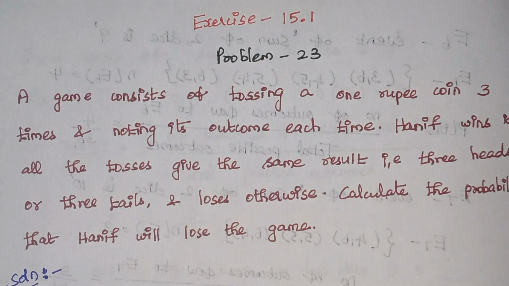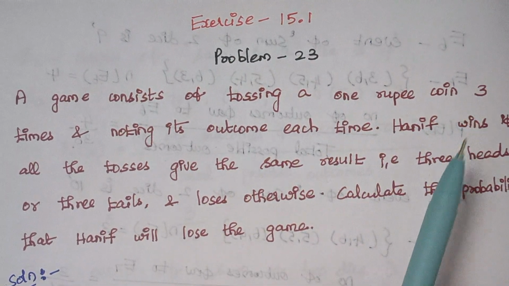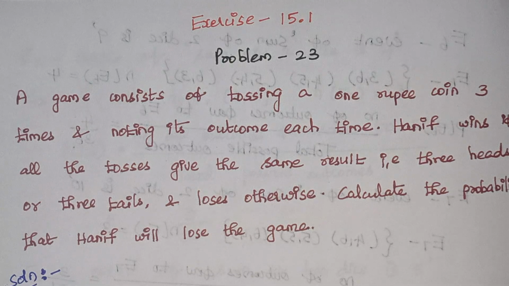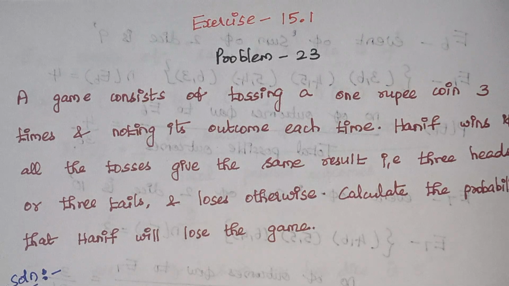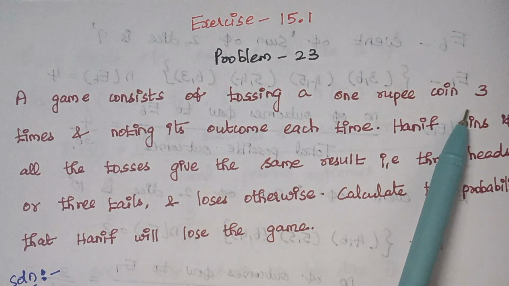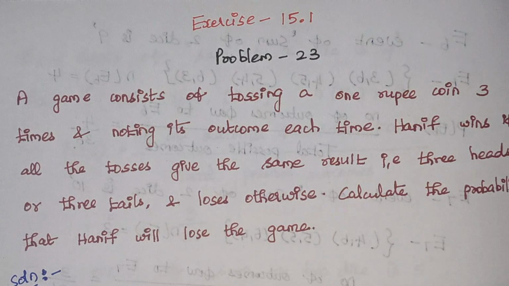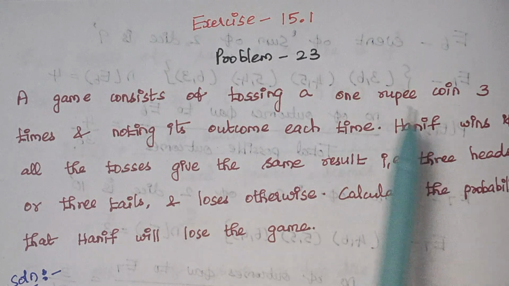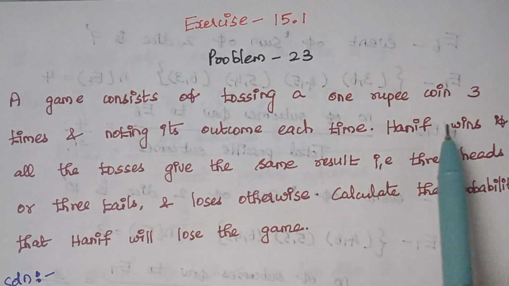So here we are having a 1 rupee coin which is tossed 3 times. What does this mean? This is indirectly saying that we are having 3 1 rupee coins and we are tossing all the 3 coins simultaneously. Okay, that is similar to tossing a single 1 rupee coin 3 times. Am I making it clear? Tossing 3 1 rupee coins at a single time is equal to tossing a 1 rupee coin 3 times. Right. So here Hanif wins.